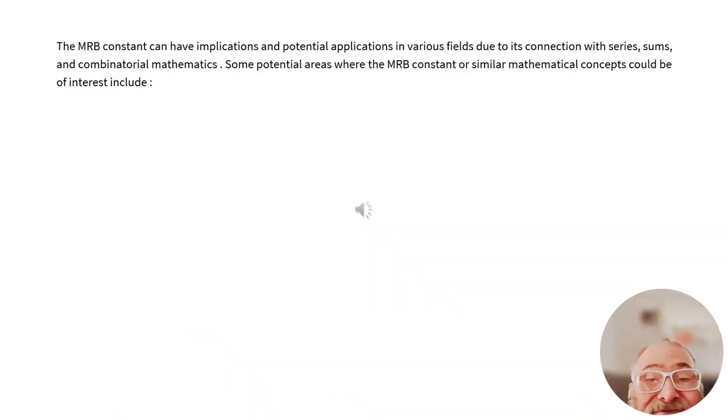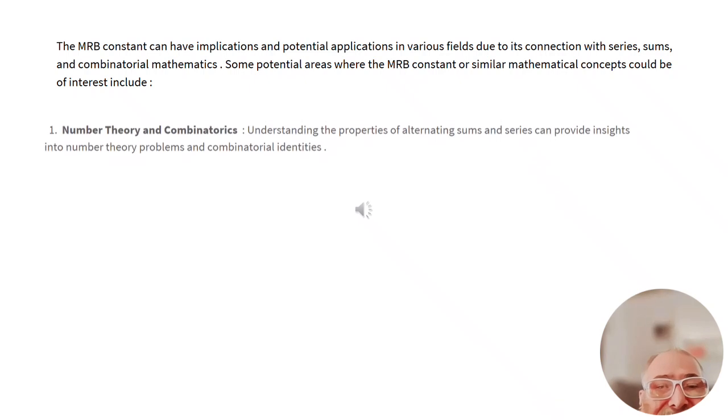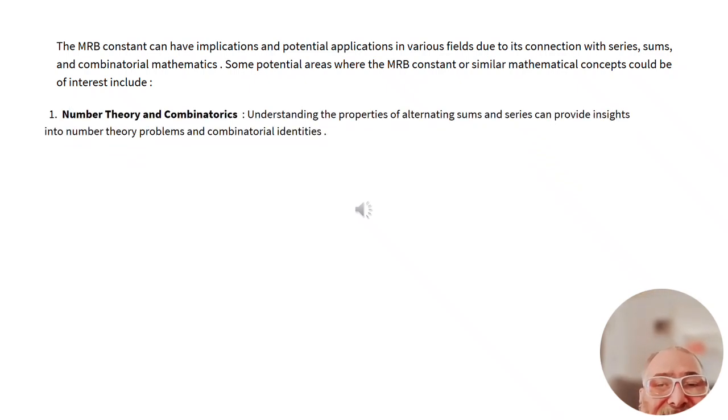The MRB constant can have implications and potential applications in various fields due to its connection with series, sums, and combinatorial mathematics. Some potential areas where the MRB constant or similar mathematical concepts could be of interest include number theory and combinatorics. Understanding the properties of alternating sums and series can provide insights into number theory problems and combinatorial identities.